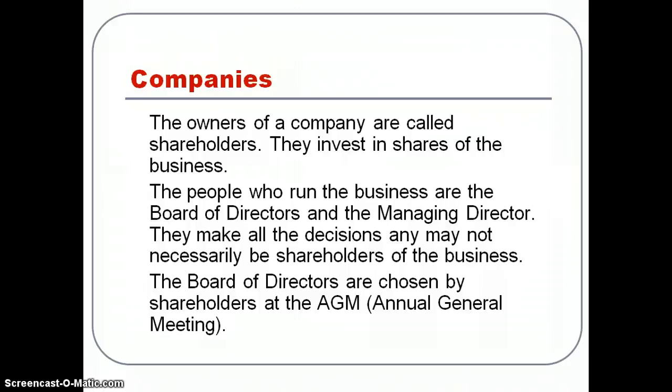Now, the people who run the business are the board of directors and the managing director. They make all of the decisions of how that business is run, but they may not necessarily be the shareholders of the business. Some of them will own shares, but we often call this a divorce of ownership and control, because what that means is the owners of the business and the people controlling the business may not be the same people.